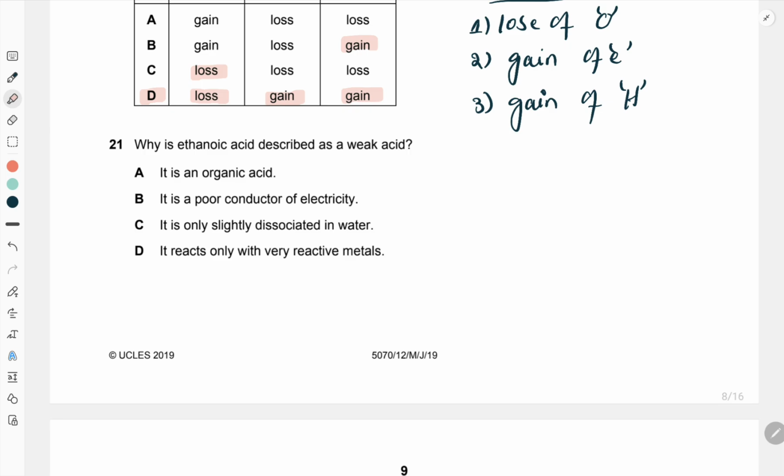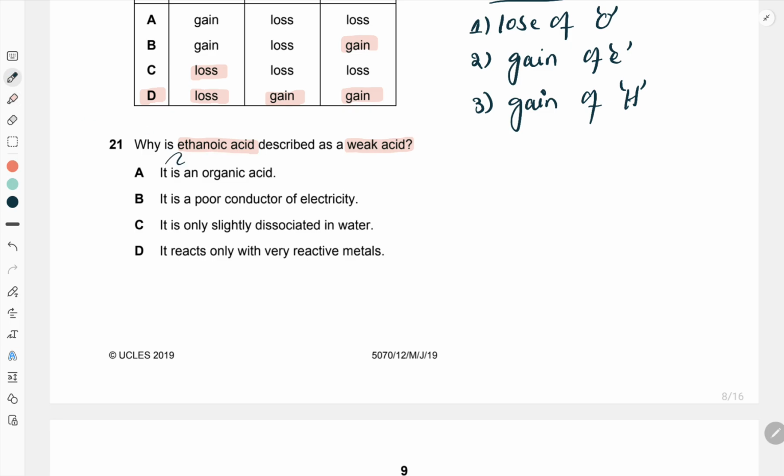21. Okay, why is ethanoic acid described as a weak acid? A strong acid is one which fully ionizes in water, whereas a weak acid is one which partially ionizes in water, right? So we need to see why it is considered a weak acid.